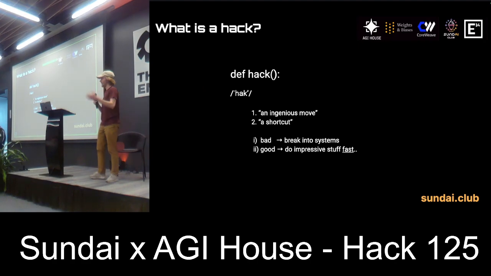A hack is actually not the breaking-the-Wi-Fi kind of hack, hacking into systems, but rather it comes from the original meaning, which came from the MIT Train Club, which is just an ingenious way of doing something.